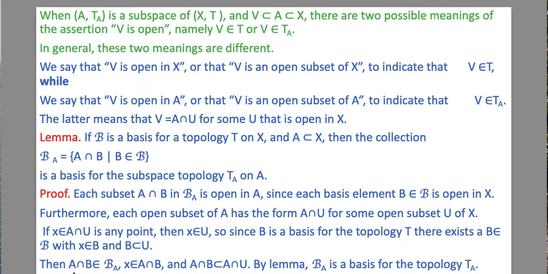It means A ∩ B belongs to B_A by definition, and x belongs to A ∩ B, and A ∩ B is a subset of A ∩ U. Therefore, by the lemma, B_A is a basis for the topology T_A.